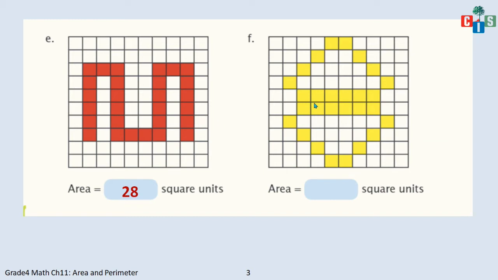Now let's find the other trick to count the squares. So what's this? 1, 2, 3, 4, 5, 6. 6 here, 7, 8, 9, 10, 11, 12, 13, 14. So this is a line of symmetry. Here this side you have 14 colored squares and this side also 14. So 14 plus 14 will give you 28. So they are 28 square units.